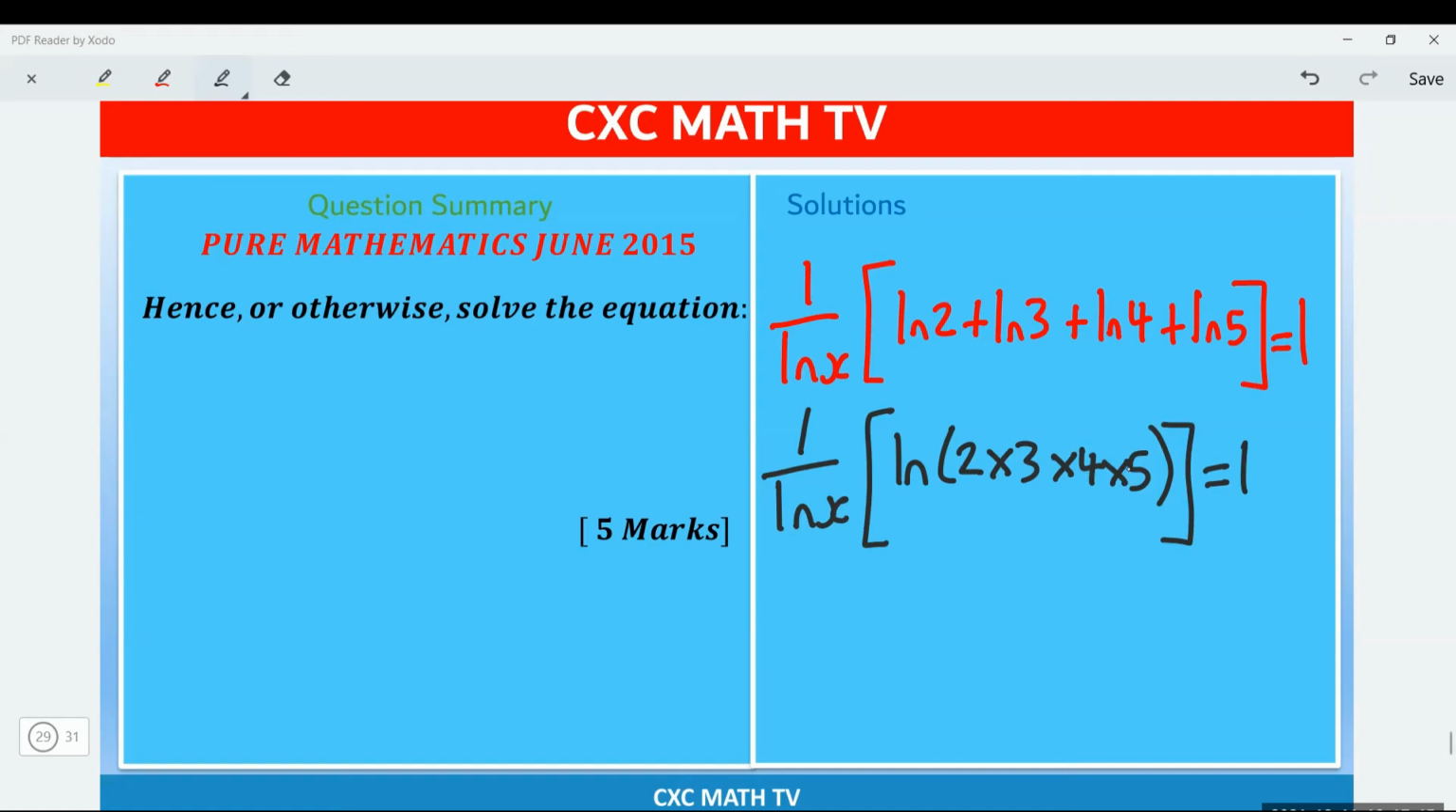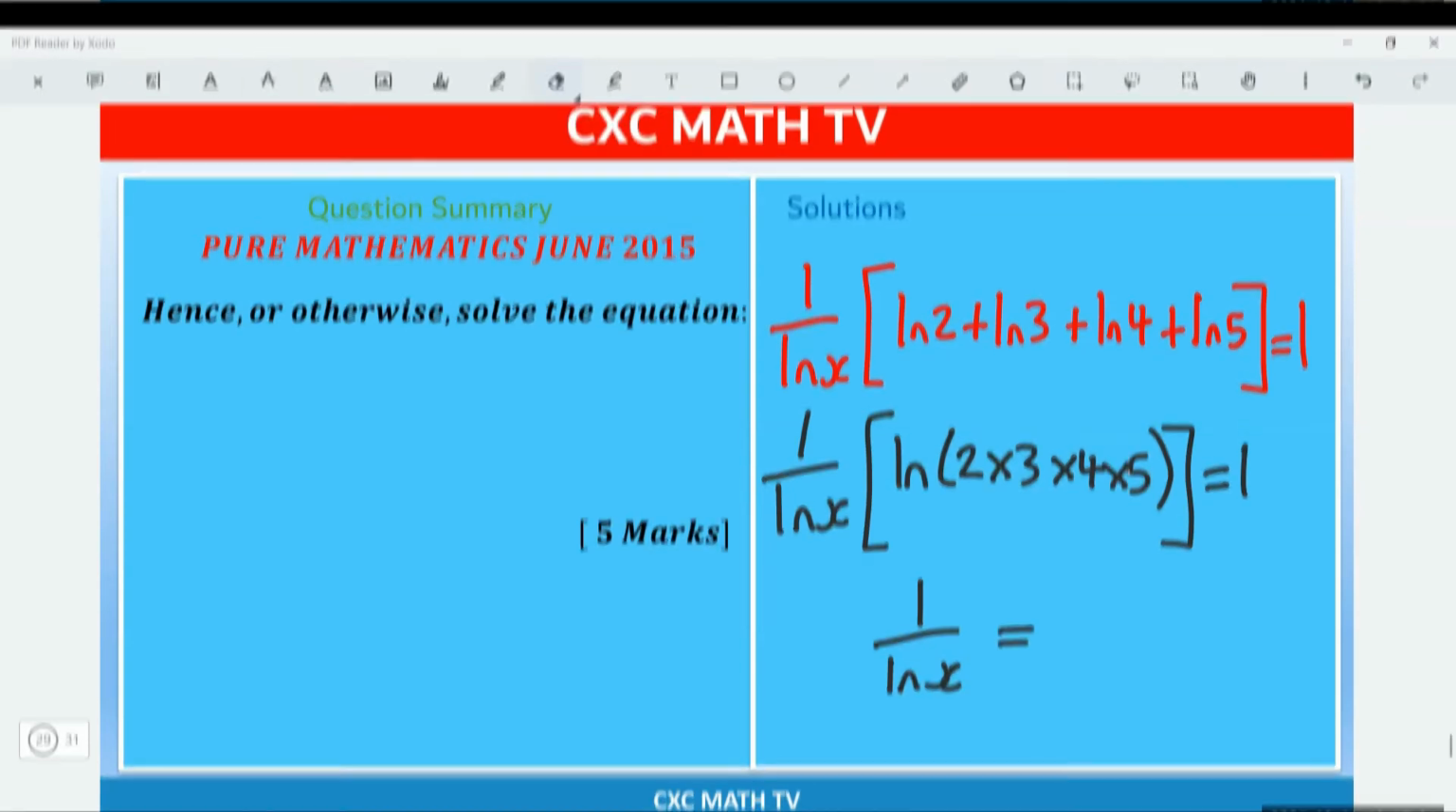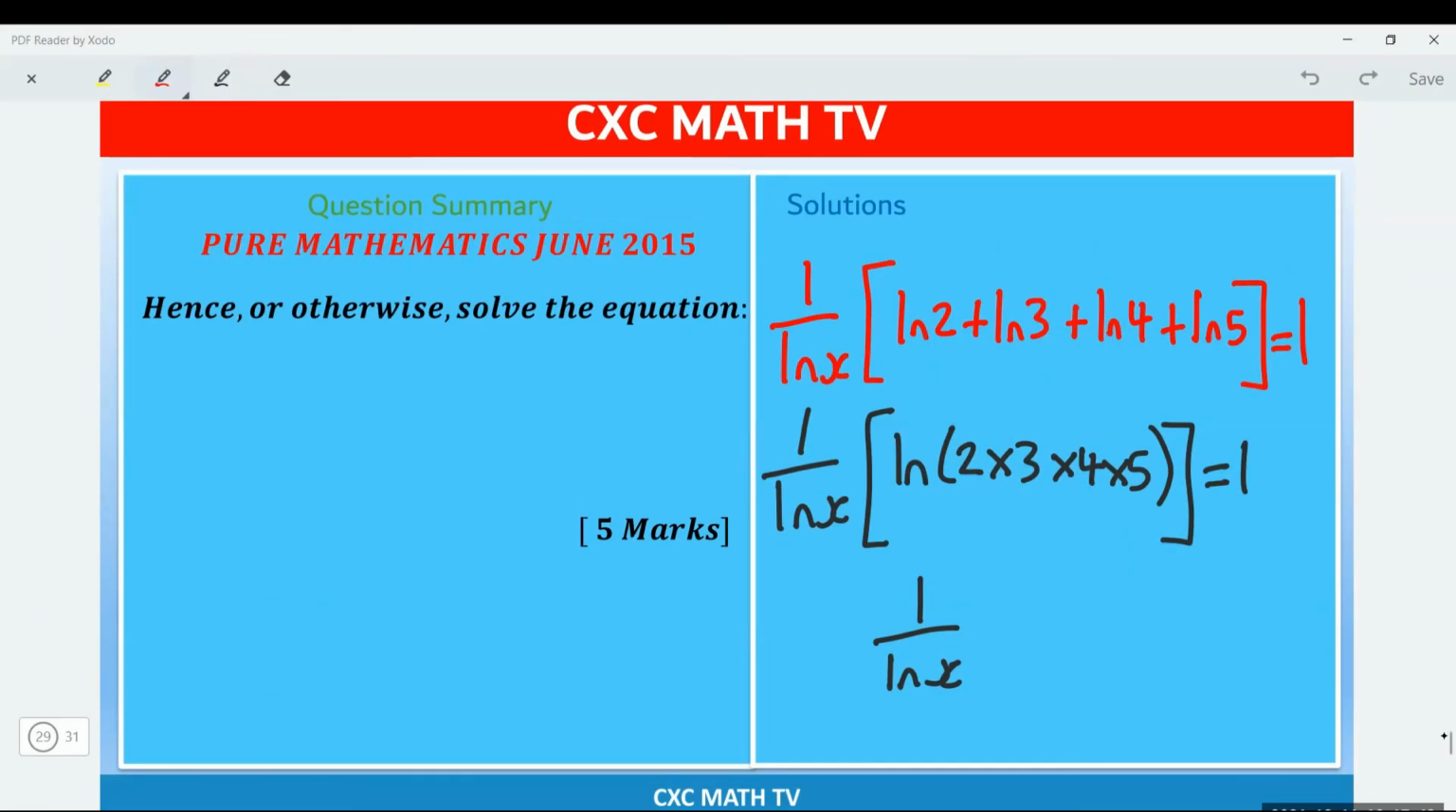So this becomes 1 over ln x times ln 120. Now, let's not skip any step. I was just about to skip a step, and I do not want to skip any step. So let me go back a little bit, a slow backtrack. Remember, in the bracket now we have ln 120, and that's equal to 1.